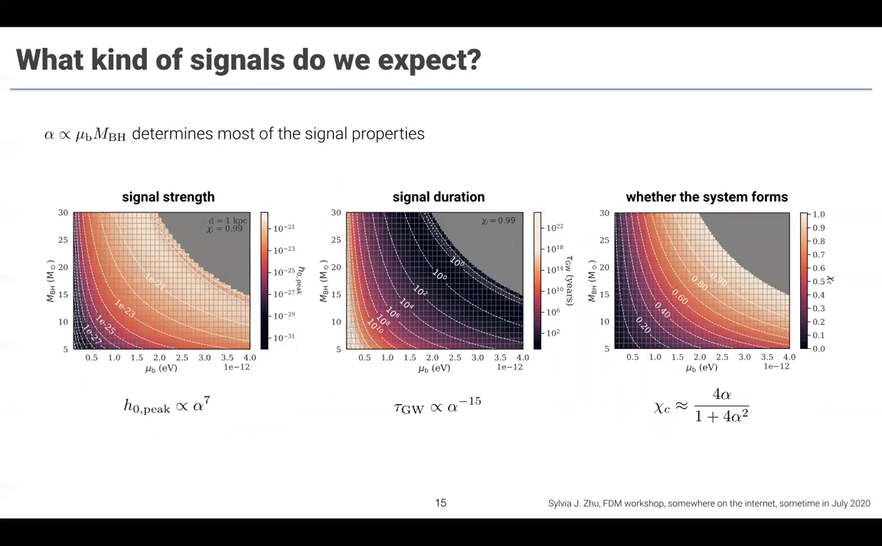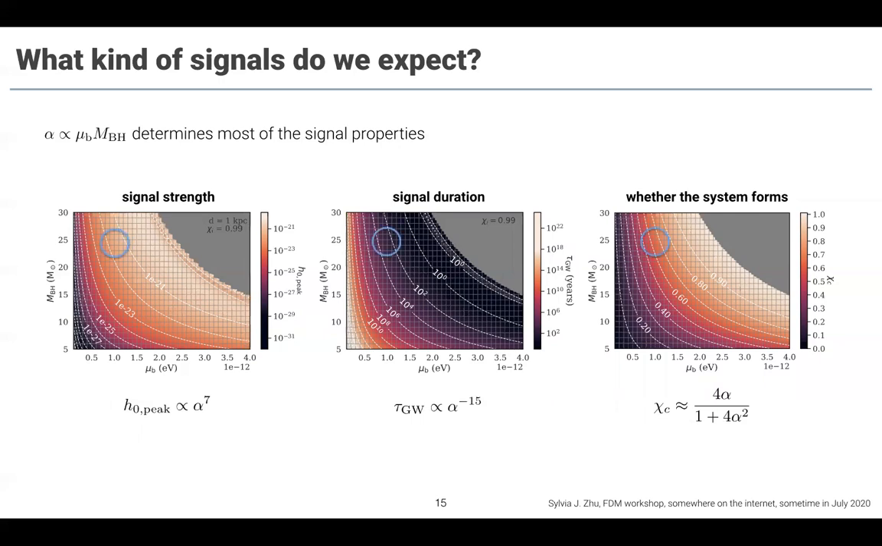On the left, you see the same panel as before, a contour plot of the signal strength. In the middle is a plot of the signal duration, in years. This is a measure of how fast the signal decays, and this also covers many orders of magnitude, from larger than a Hubble time to less than a year. And on the right is a contour plot of whether the system forms in the first place, so the minimum spin the black hole must possess in order for the system to form at all.